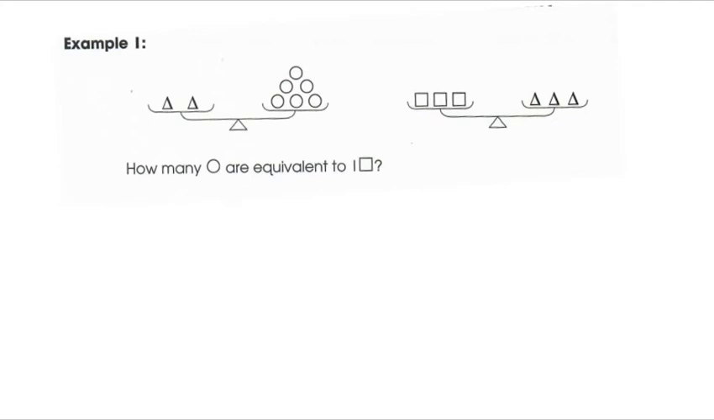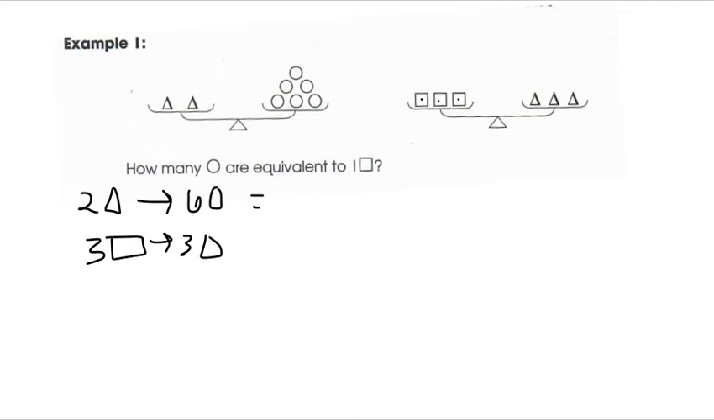So let's get this all here. So we have 2 of these, 6 of these circles, and then we have 1, 2, 3 of these squares equaling 3 of these triangles. Now here's what we do.